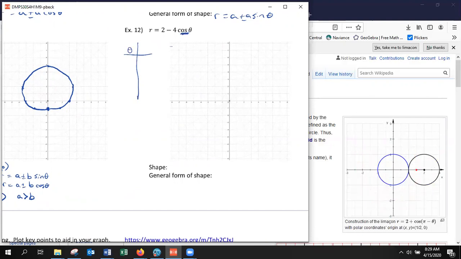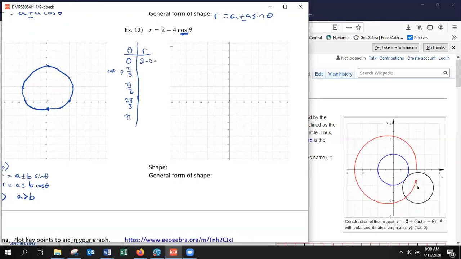So because this is cosine, I'm going to work with symmetry over the polar axis. So I'm going to start at 0, pi over 3, pi over 2. And again, I'm using pi over 3 because it is cosine of theta, which will give me a ratio of 1/2. 2 pi over 3, and then pi. So let's figure out what our radii are. So at 0, I will have 2 minus 0, which is radius of 2. Pi over 3, it would be 2 minus 4 times 1/2, which is 0. Pi over 2, I have 2 minus 4 times 0.